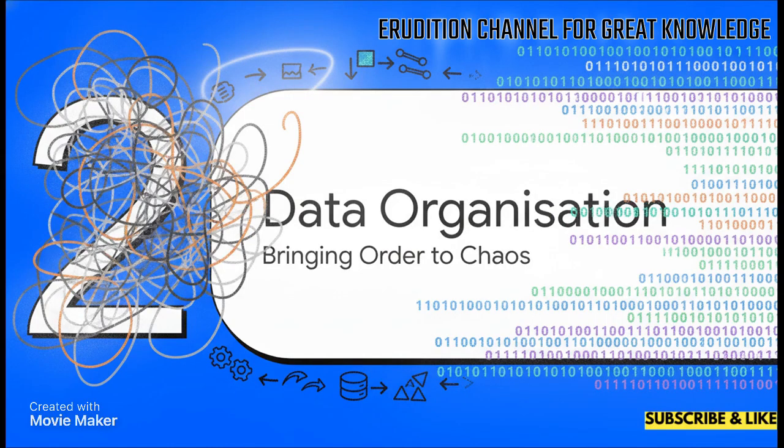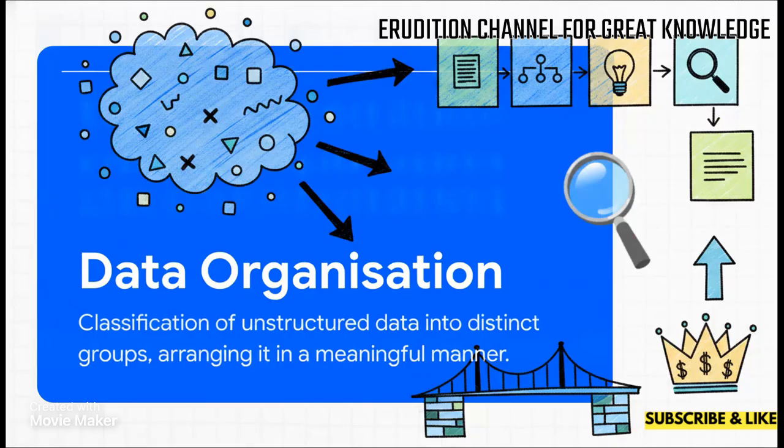Which brings us right to section 2, defining data organization, or how we bring order to all that chaos. So what does this all mean? Well, data organization is the classification of unstructured data into distinct groups, arranging it in a meaningful manner. The entire objective here is to take those raw variables we just talked about and put them into a format that actually makes sense. By classifying and grouping, we arrange the data in a manner that's easy to understand and manipulate. This is for sure the critical bridge between having meaningless facts and having highly valuable information.